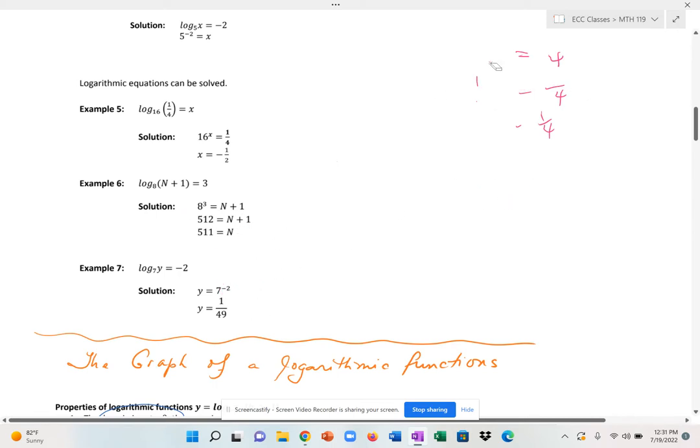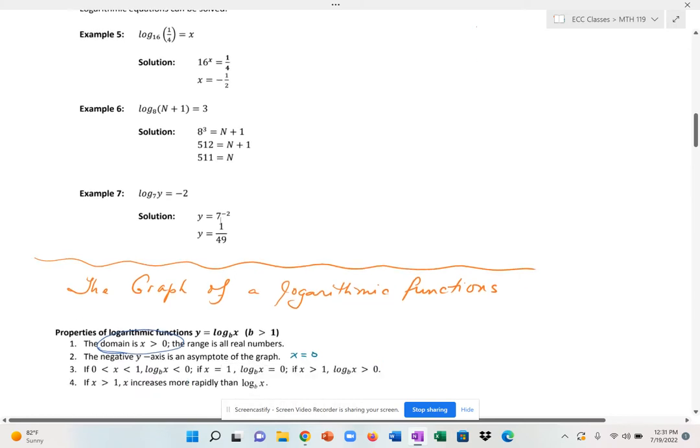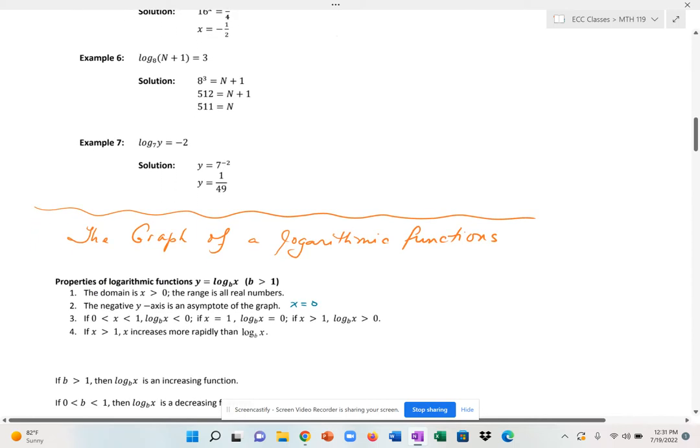Okay, so now we're going to graph logarithmic functions, just like we did with exponential functions, and they do have something in common. So the graph of a logarithmic function has these properties. It has a domain that is all positive numbers, and the range will be all real numbers. The negative y-axis will be an asymptote, and because it's the y-axis, that's considered to be a vertical asymptote. We can also state that as the line x equal to 0.